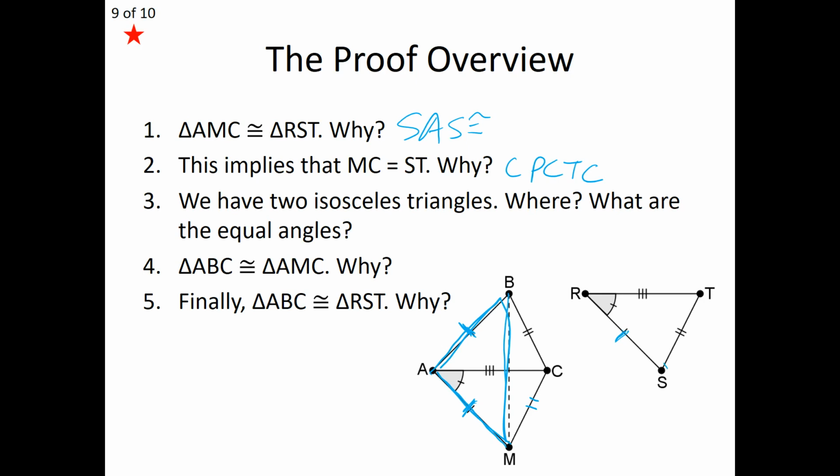Thanks to our first 2 steps, we proved that MC is equal to ST, and ST is also equal to BC, which means BC and MC are equal to each other. That is a second isosceles triangle. BM is the common side of both. So where are the 2 isosceles triangles? They're in that construction phase that we did off of triangle ABC. So what can follow from isosceles triangles? It follows that their base angles are equal. So I can claim that angle, I'm going to actually clear this up a little bit.